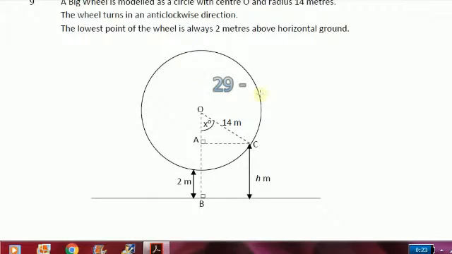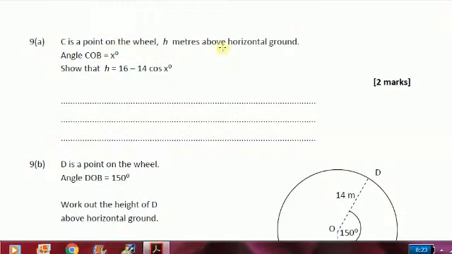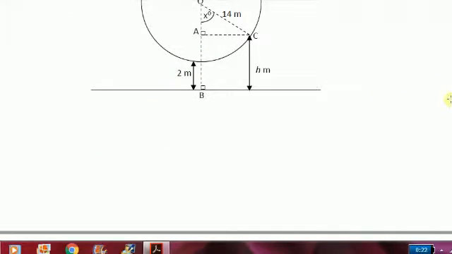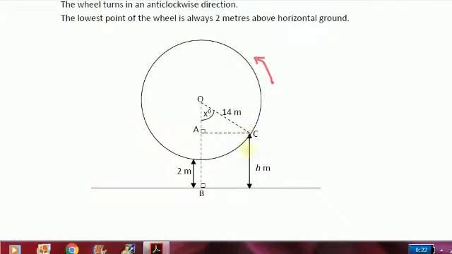Question 9. A big wheel is modelled as a circle with centre O and radius 14. It turns in an anti-clockwise direction, like this. The lowest point of the wheel is always 2 meters above the horizontal ground. C is a point on the wheel, H meters above the horizontal ground. Angle is X. Show that H is something, so we go back to the diagram. We've got to find an expression for H.